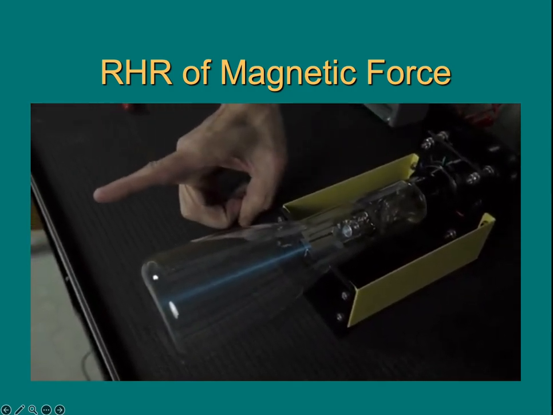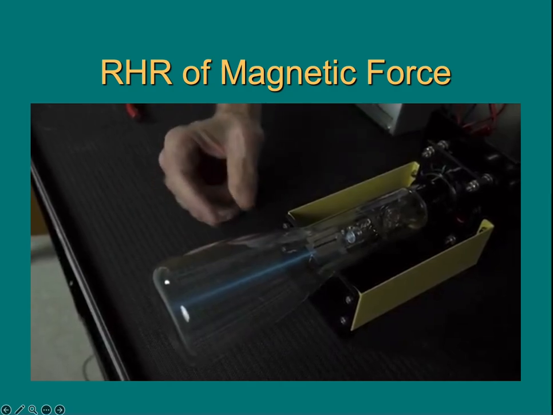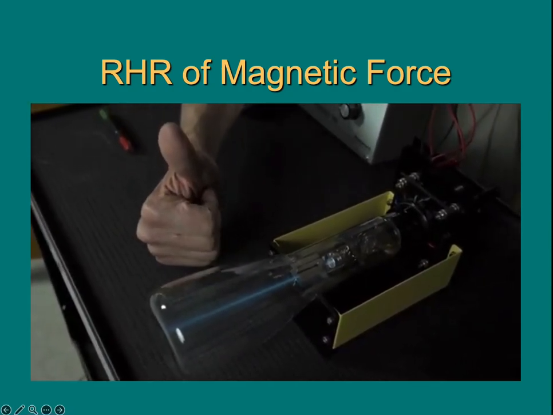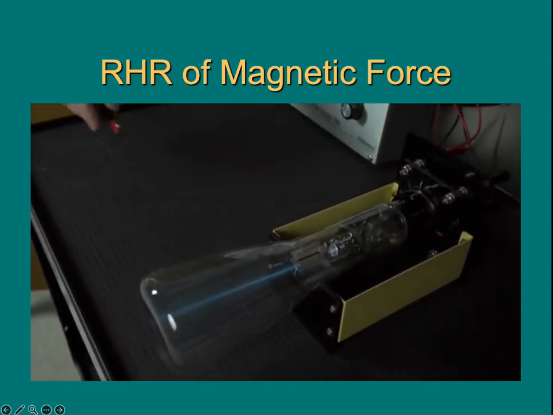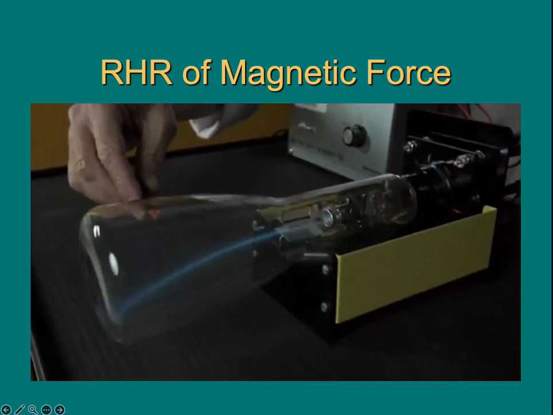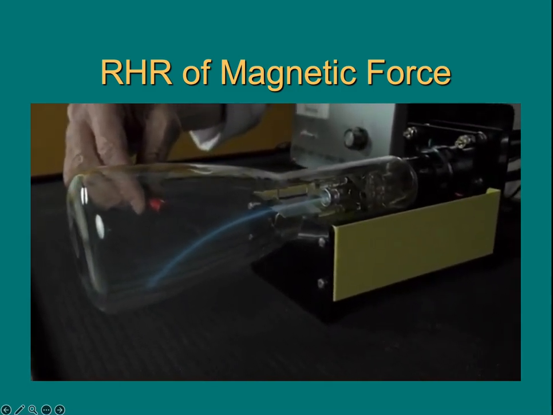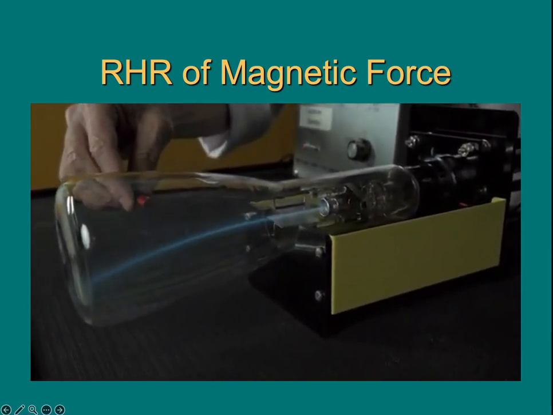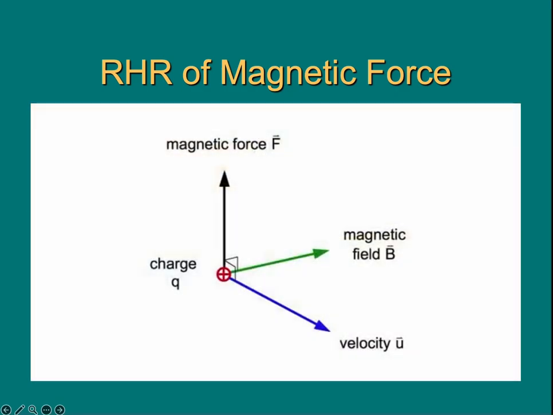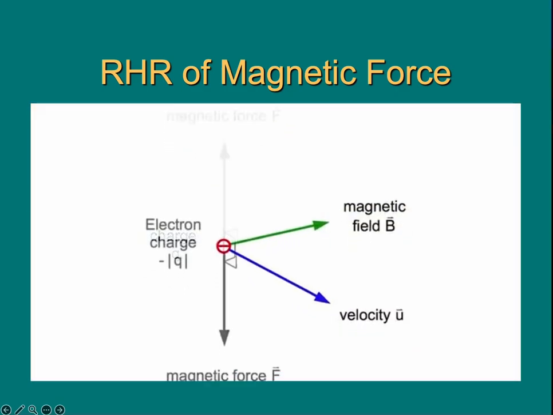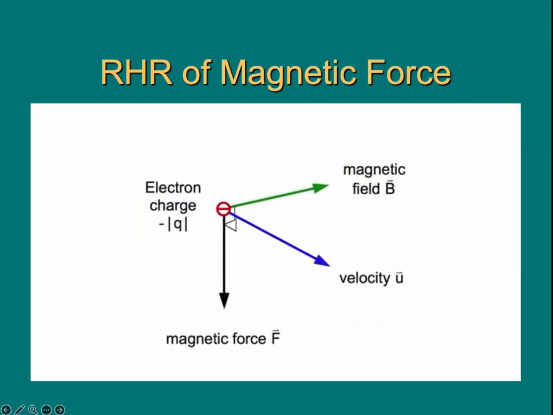The velocity is this way, the magnetic field is this way, the force should be up. I bring the magnetic field in, and we see that the force is not up, it's down. So what's wrong? Electrons have negative charge, which flips the direction of the force. So the magnetic force law does work here.